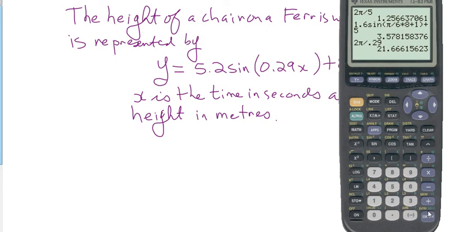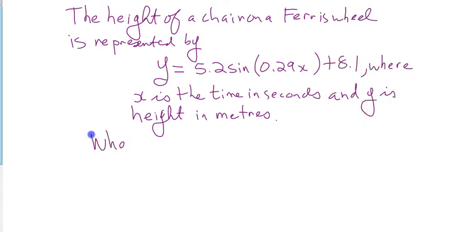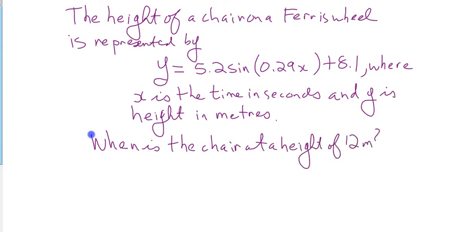It's not a huge wheel, right? It's only 13 meters high. I mean, the school's probably higher than that, or as high as that. But here, the question you're actually going to be asked is, when is a chair at a height of 12 meters? So how do we solve this?